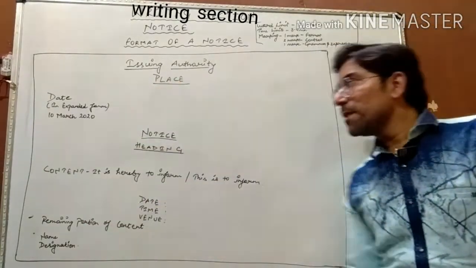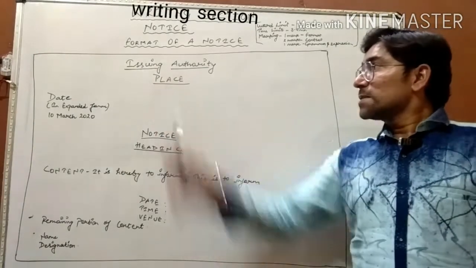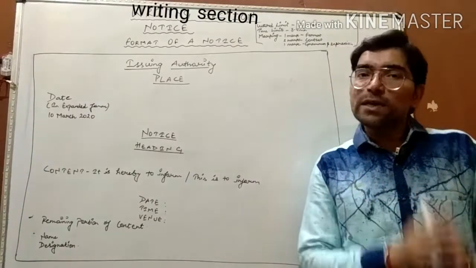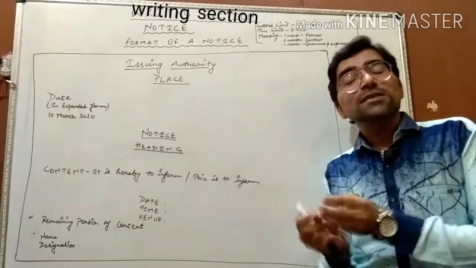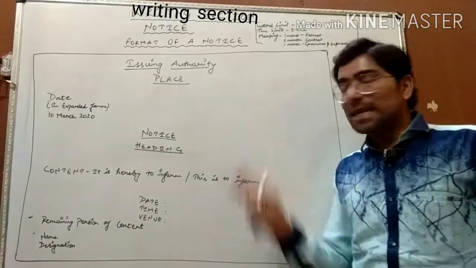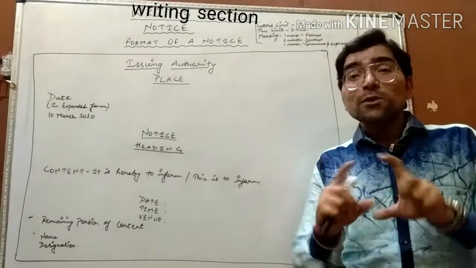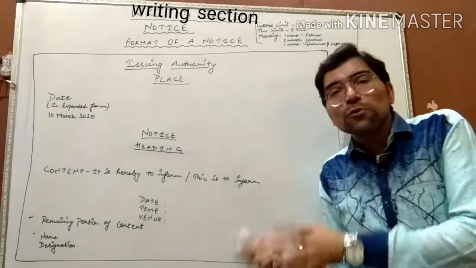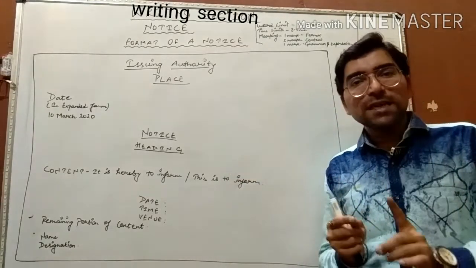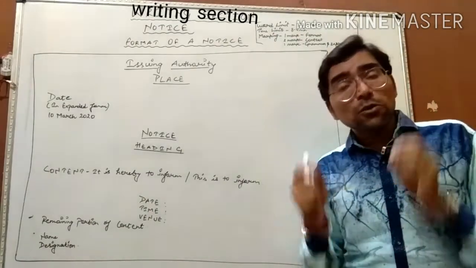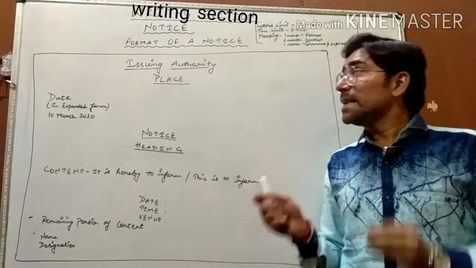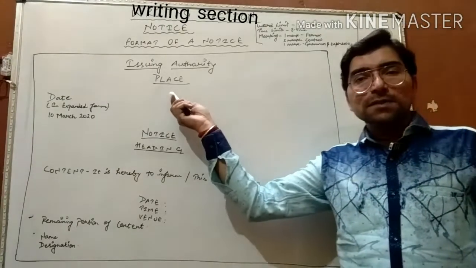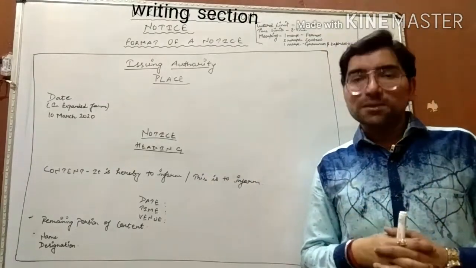So first of all, you must understand the format of a notice. First thing is issuing authority. Now what is this issuing authority? The authority that is issuing a particular notice, first thing. Second thing is the place where that notice is to be displayed. In the name of issuing authority, you have to write the authority that is issuing that notice, and the second thing is where that notice should be displayed. Next is the place where that notice should be displayed.